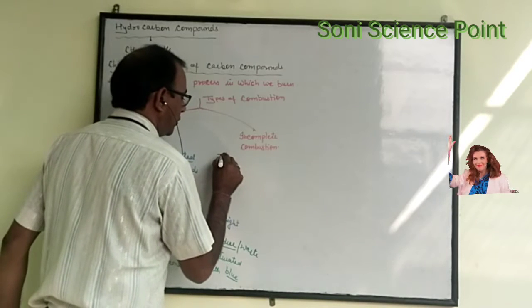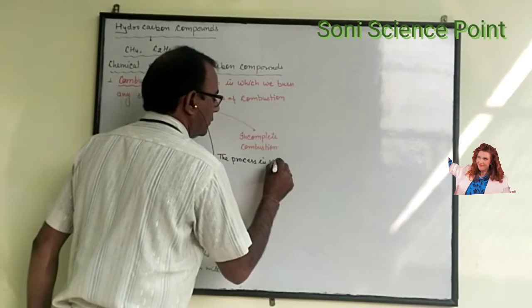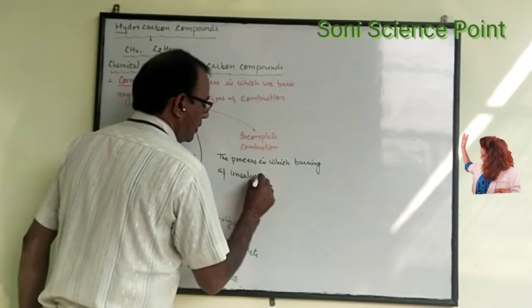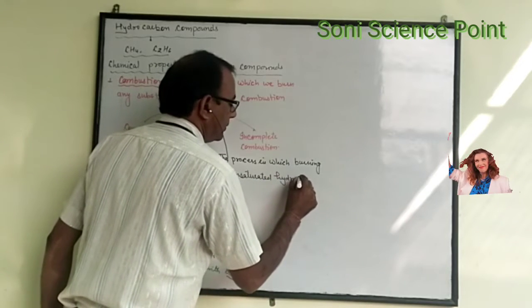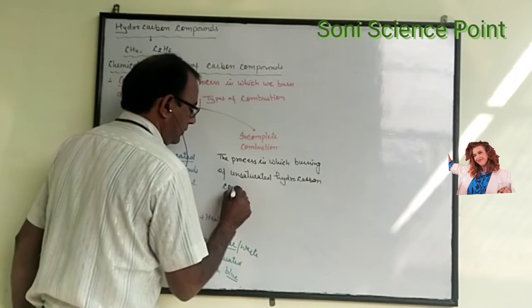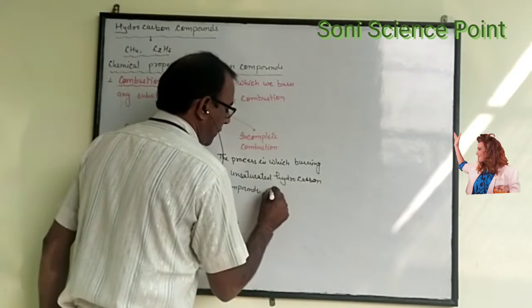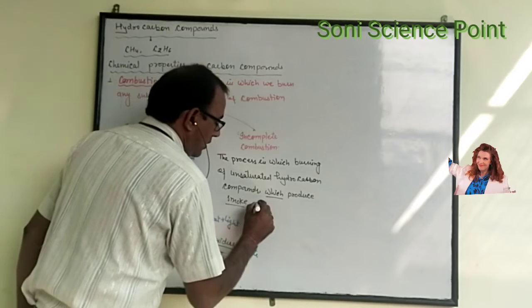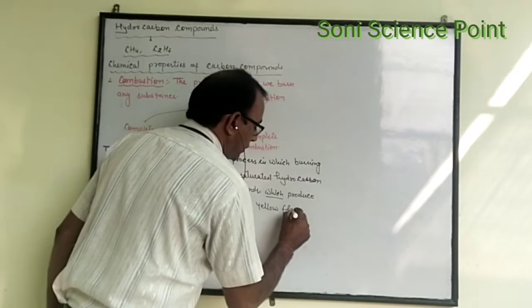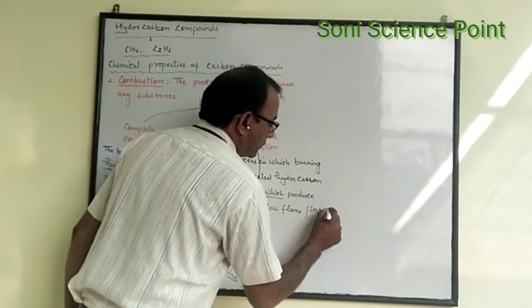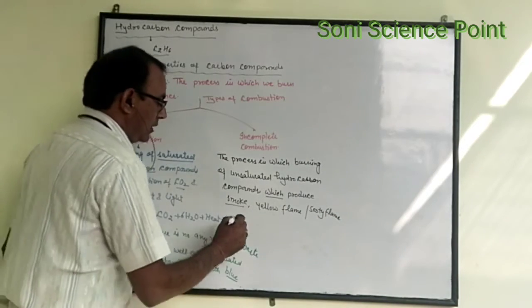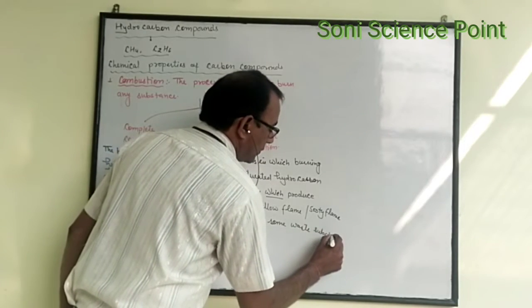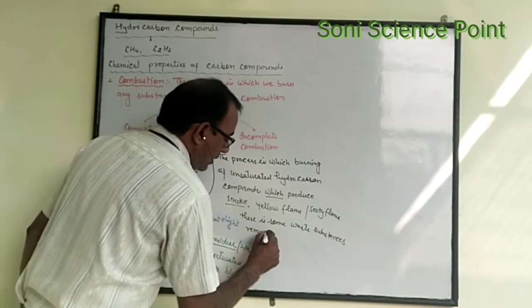We can also say it is the process in which burning of unsaturated hydrocarbon compounds produces smoke and a yellow sooty flame. We can say yellow flame or sooty flame. The flame contains some smoke particles. There are some residues or some waste substances that remain after burning.